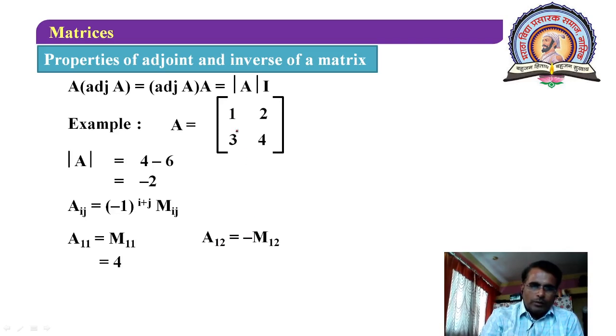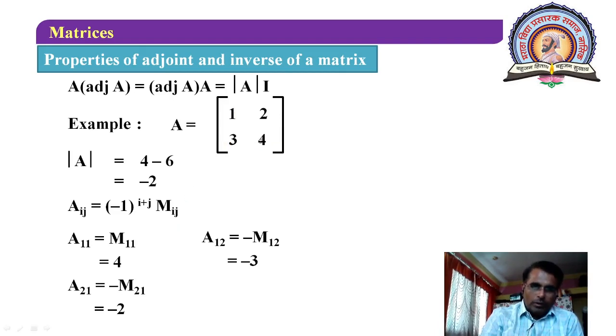Then a12, that is for this element, the minor is obtained by deleting this row and this column, so it is minus m12, therefore minus of 3. Similarly you can consider for this third element, delete this row and this column, it is 2 with negative sign again. Okay, minus 2.